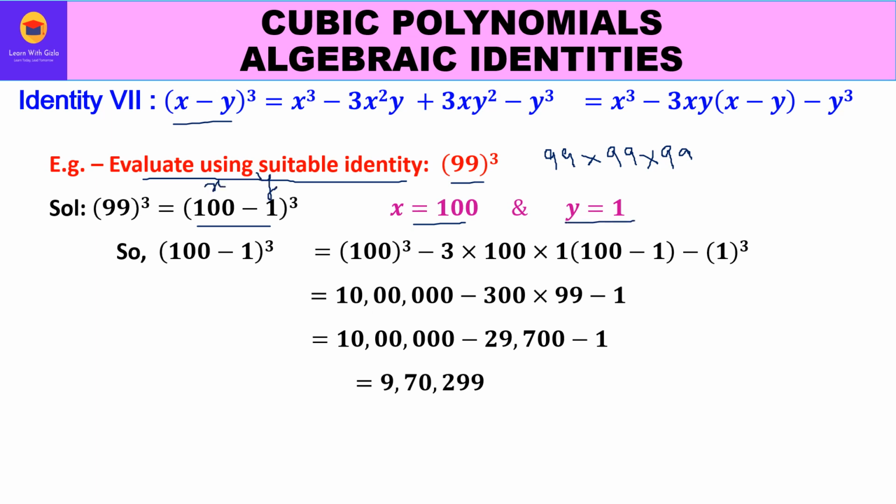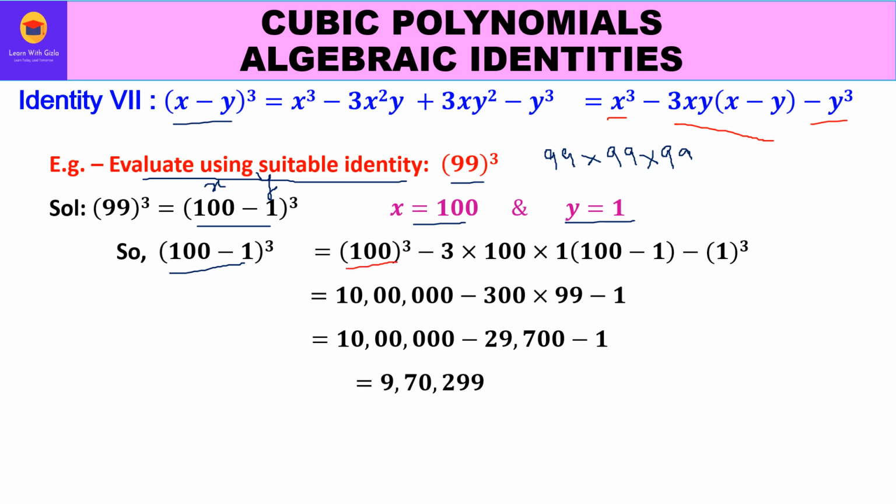So (x − y) whole cube. When the factors are (x − y) whole cube, that is (100 − 1) whole cube, we can find the product by using the identity. The product says it is x cube minus 3xy in bracket (x − y) minus y cube. So accordingly, we will put over here the values.